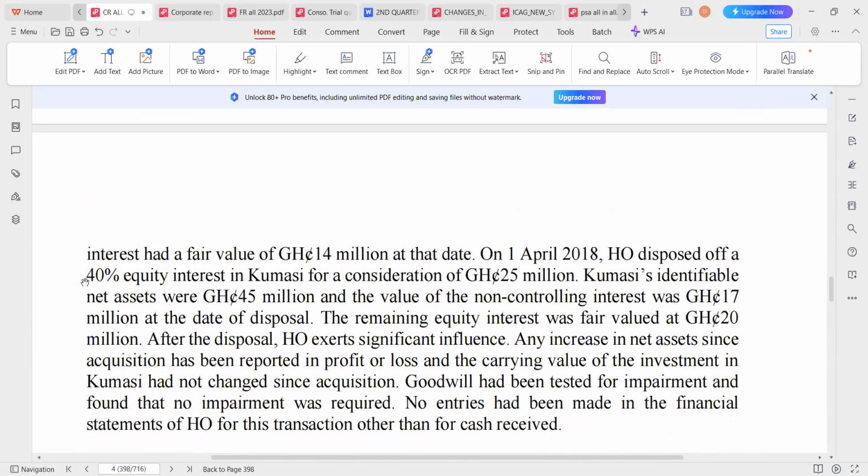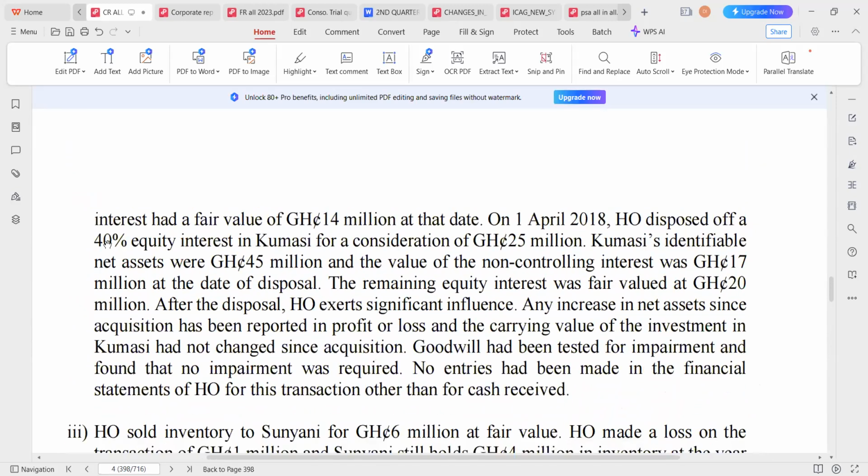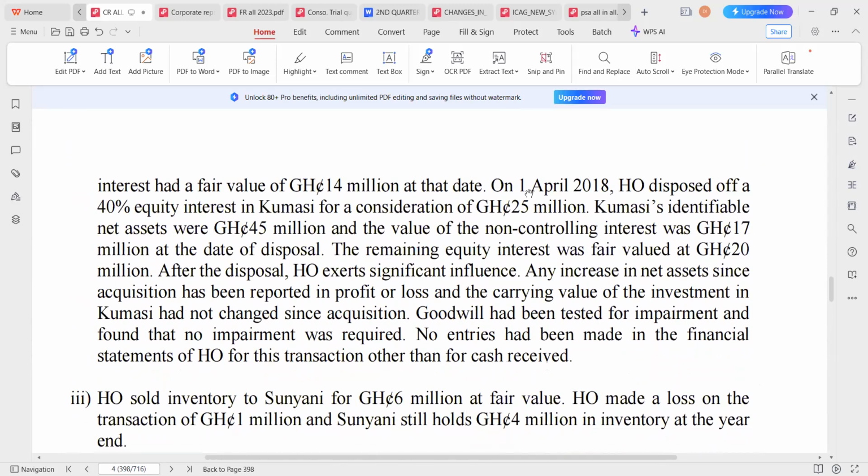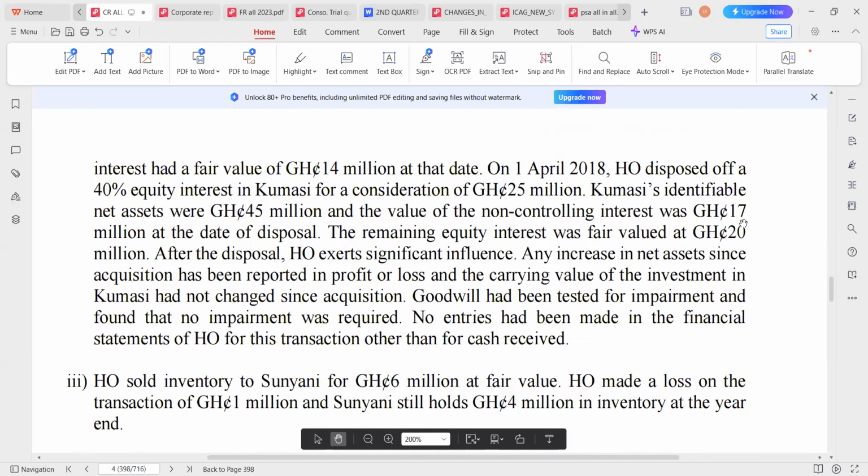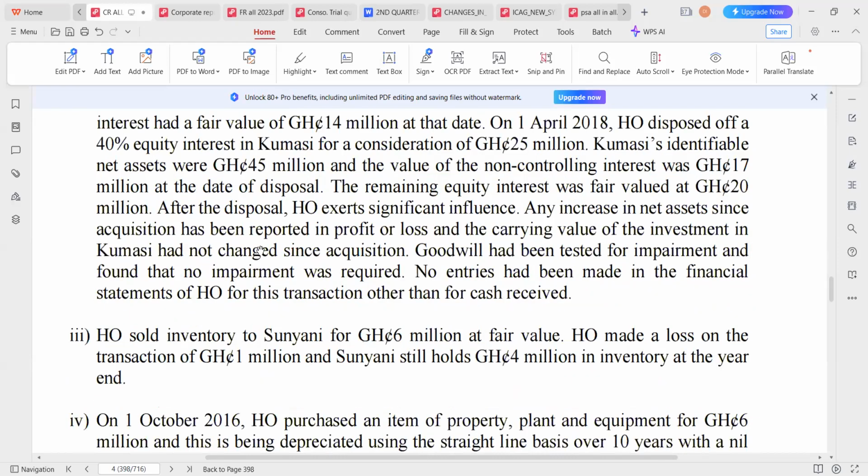Then after the disposal, they receive a consideration of 25 million. From here, use it to calculate what you call profit or loss on disposal, as we did the last time. Follow the same scenario to calculate it, and you are good to go. We've done a similar version of this. So follow how we calculated it and do the same for this. We are good to go.